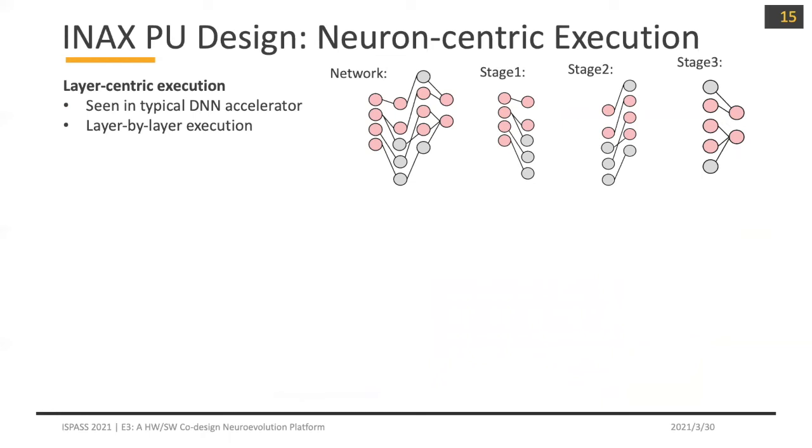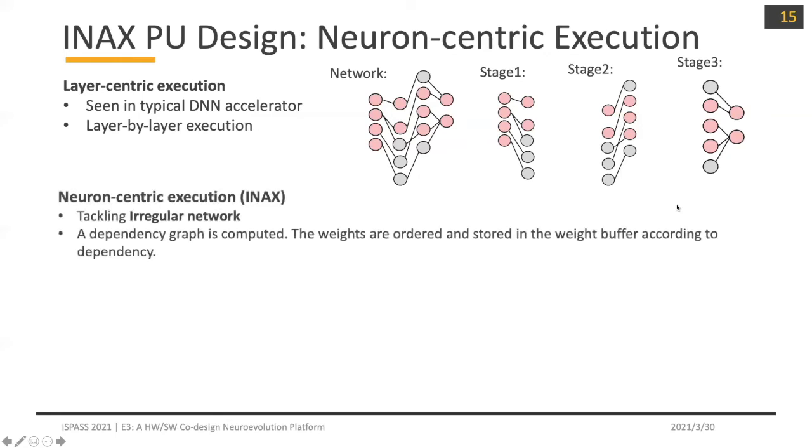Now let's discuss our PU design. First of all, we look at the typical DNN accelerator, which executes the model layer by layer, and we call it layer-centric execution. What it does is put the execution of the neural network into multiple stages, and each stage is a layer. So like here, we have a 3-layer neural network, so we have 3 stages.